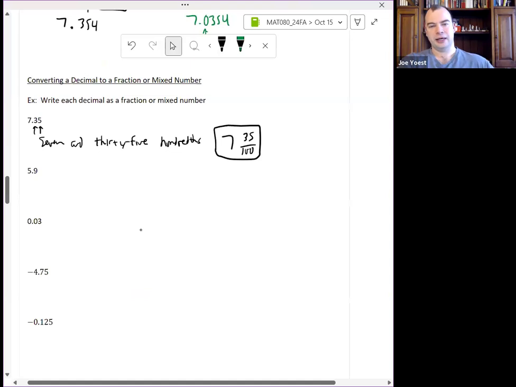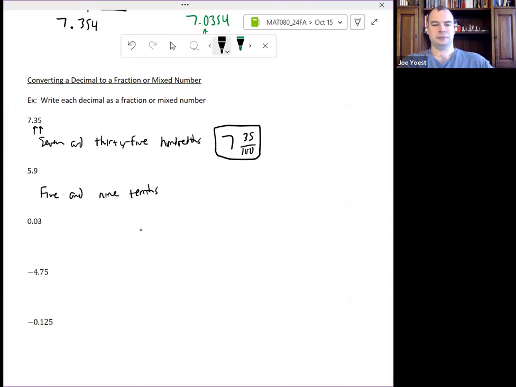Or 5.9, 5 and 9/10ths. Well, again, that's just 5 and 9/10ths. We almost get the mixed number for free if we have verbalized the number correctly.